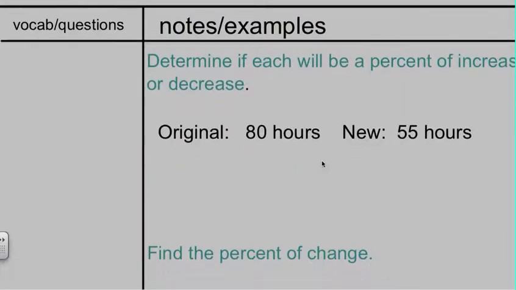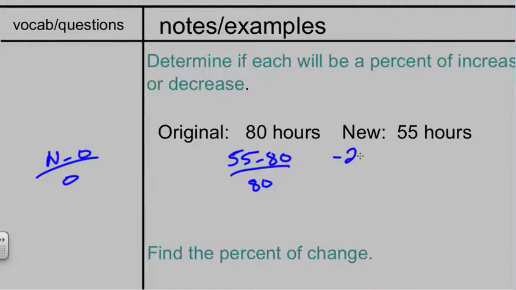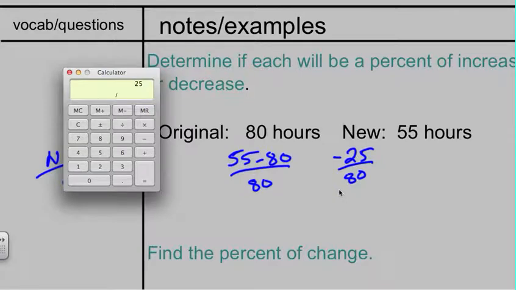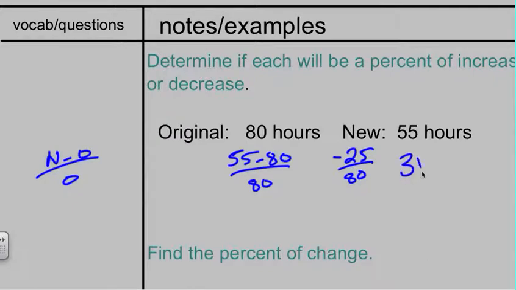Find it here from 80 to 55. If I follow that N over O, N minus O divided by O, I'll have 55 minus 80 divided by the original of 80. So in this case, I'll end up with a negative 25 over 80, and I cannot do that fast in my head. 31.25. And this would be negative. What does that negative stand for? Well, decrease. 80 to 55 is a decrease.